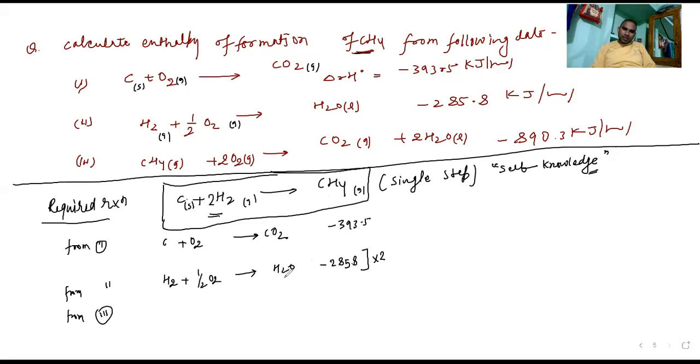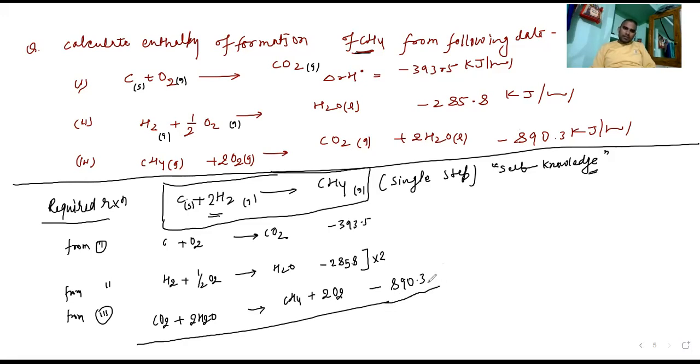If you reverse this equation, CH4 will be on the product side and 2O2 will also be on the product side. So here will be CO2 and 2H2O, that is, CO2 plus 2H2O. When you reverse this one, the sign also gets reversed. So the sign will be 890.3. This gets reversed. Why does the sign get reversed? The sign is positive; earlier here it was negative. This becomes positive.